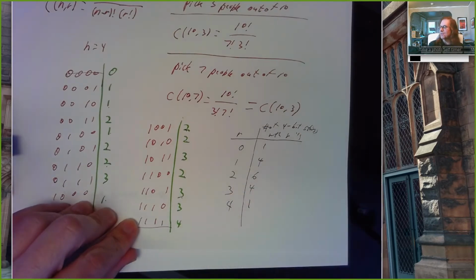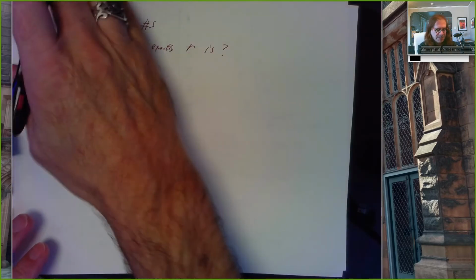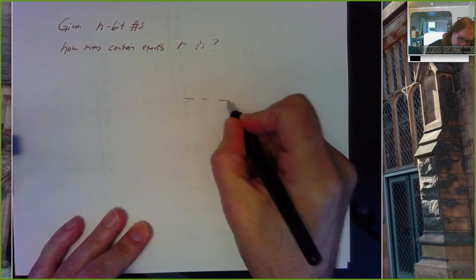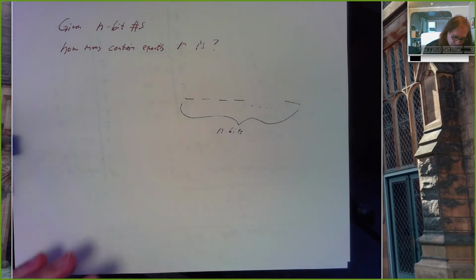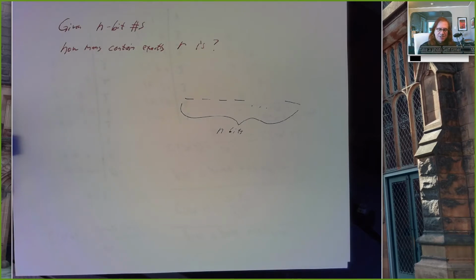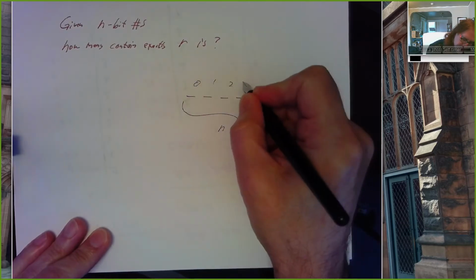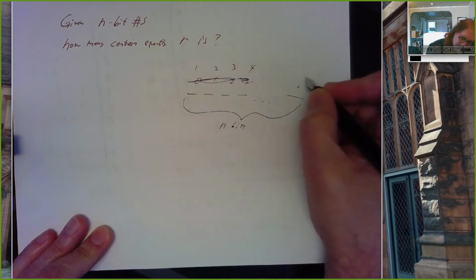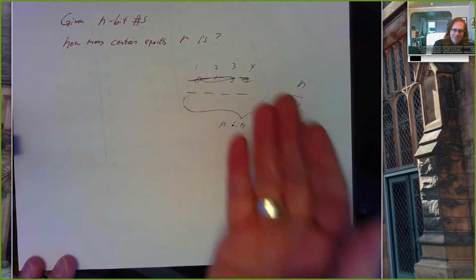And these turn out to be combinations. So if we just think about n bits and r ones, if we have n bits and we want exactly r ones, that's basically choosing, let me number my bits, 1, 2, 3, 4, up to bit n. If we want r ones, we're basically choosing which of these n bits should be equal to 1.